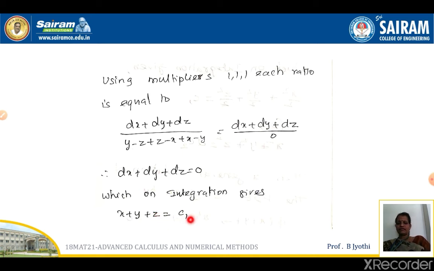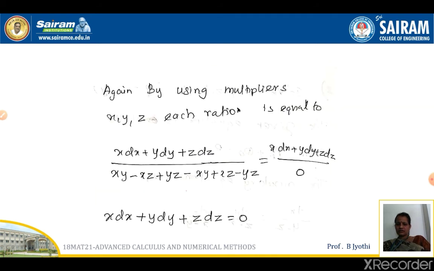Now, another set of multipliers we need to choose, that is x, y, z. So each ratio is equal to x dx plus y dy plus z dz divided by (xy minus xz plus yz minus xy plus xz minus yz). So how to choose the multipliers is very clear: the denominator should become 0. In such a manner, we need to choose the multipliers. One set is 1, 1, 1, another set is x, y, z.